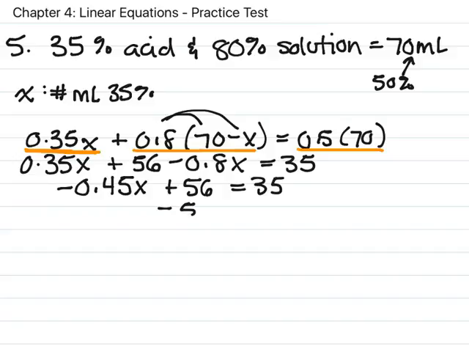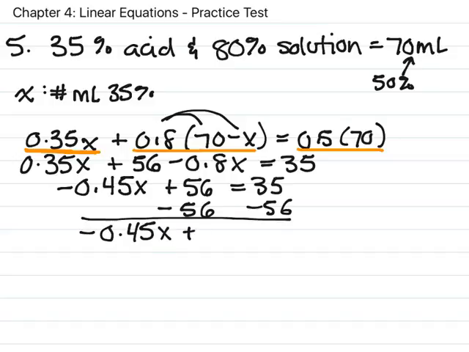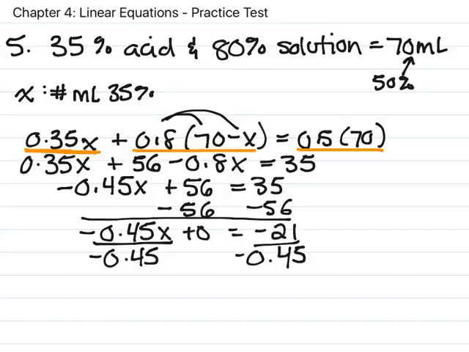I'm going to subtract 56 from both sides, which will leave me with negative 0.45x plus 0 will equal negative 21. So we have to divide both sides by the negative 0.45 to get x by itself, which will leave you with x is equal to 46.67 milliliters.